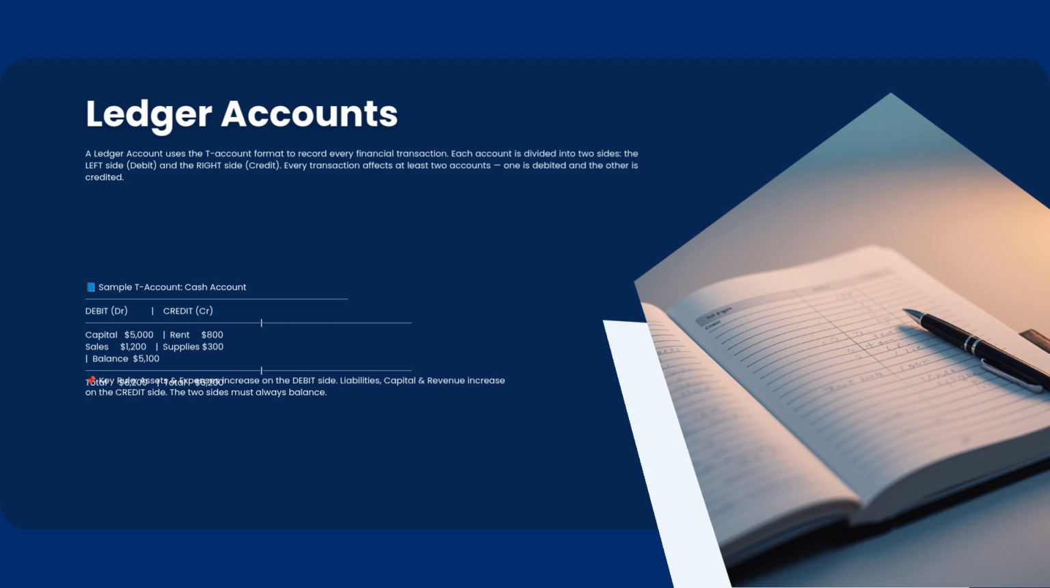Ledger accounts. A ledger account uses the T account format to record every financial transaction. Each account is divided into two sides: the left side, debit, and the right side, credit. Every transaction affects at least two accounts. One is debited and the other is credited. Generally, these are T accounts, and they have similar formats, and they are used to record the financial transactions.